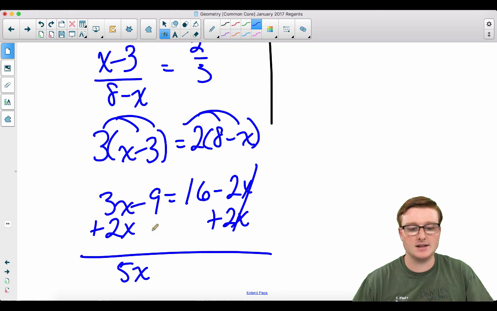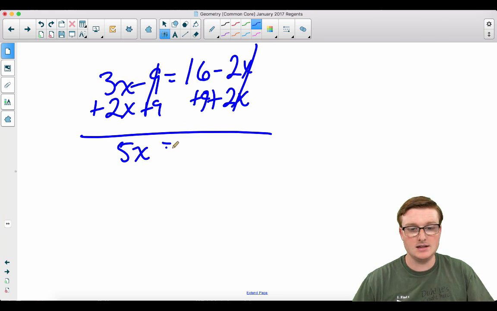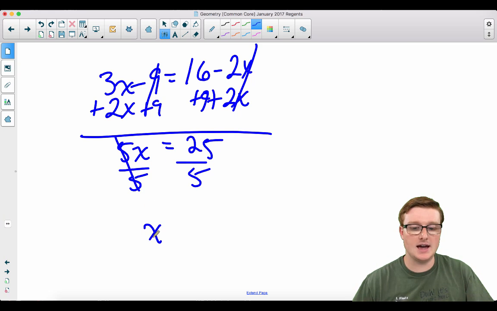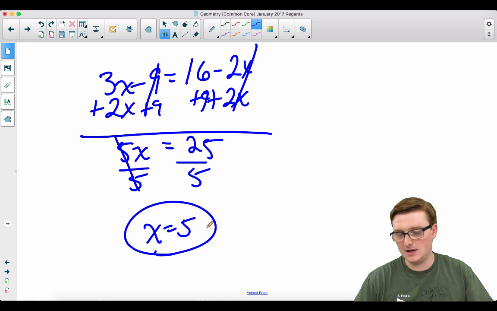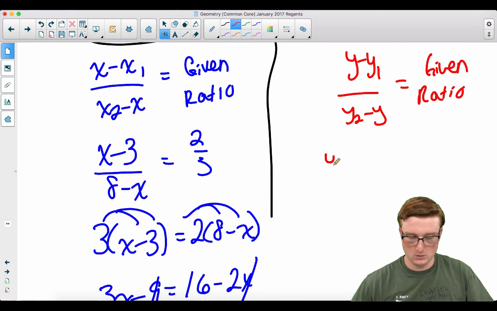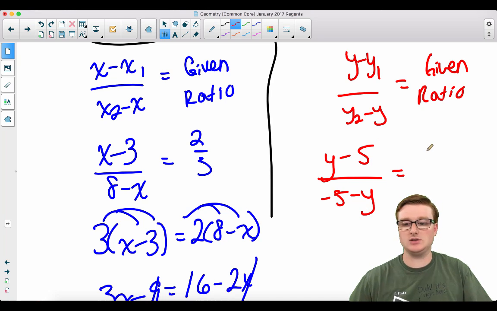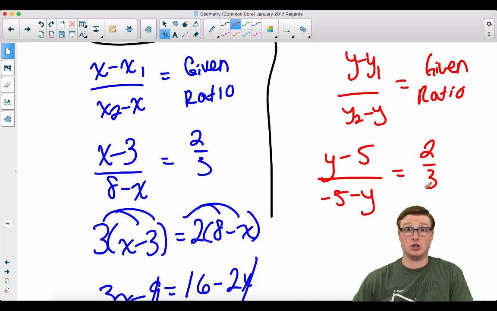We get 5x, and I'm also going to add that 9 on both sides too. So we get 5x is equal to 25, and then you divide by 5 on both sides, and you get x is equal to the number 5. Now we're going to do the same thing to the y value. So we get y minus 5 over -5 minus y is equal to the given ratio of 2/3.